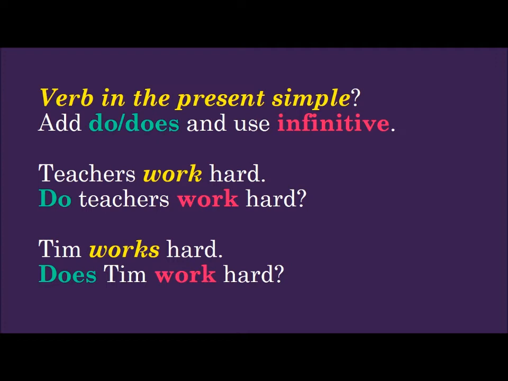Teachers work hard is the first example. This sentence has one verb, work. Work is present simple, so I add do in order to make it a question. Do teachers work hard? Second example, Tim works hard. Again, one verb only, works. Works is present simple, and I add does because Tim can be replaced by he, and I use the infinitive work. Does Tim work hard? is a correct English question here.